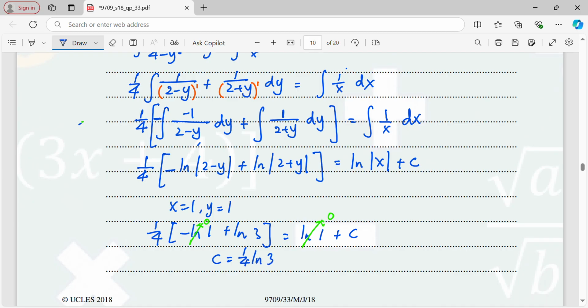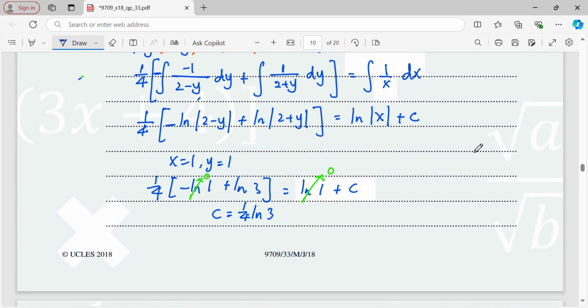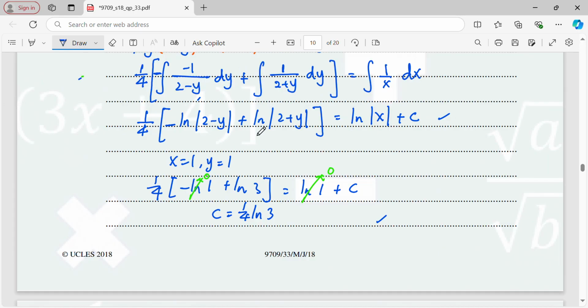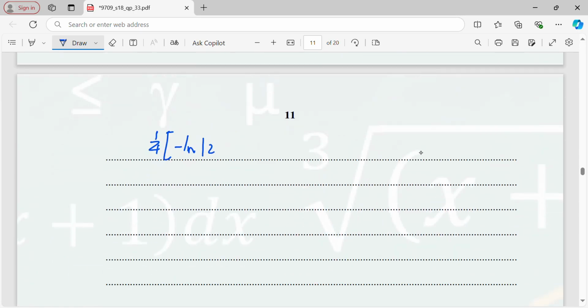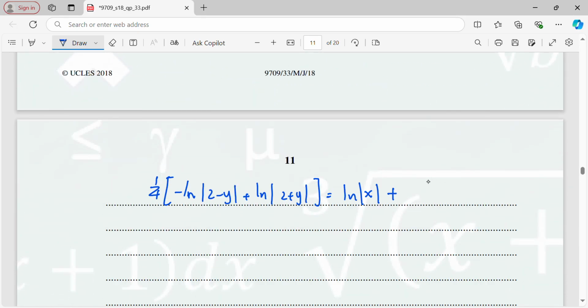Then, after I found this, the question says, find y in terms of x. That means y is the subject, so now I have to substitute this c into this step. I will rewrite. So I will get 1 over 4 minus ln of 2 minus y plus ln of 2 plus y equals ln x plus the c, 1 over 4 ln 3.